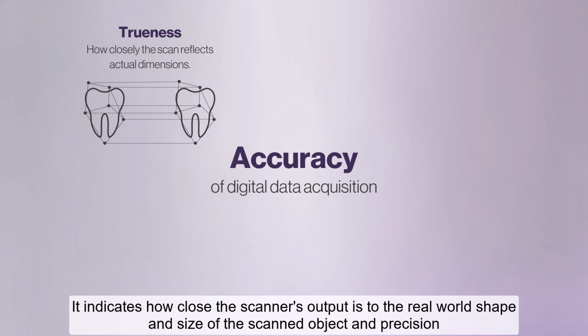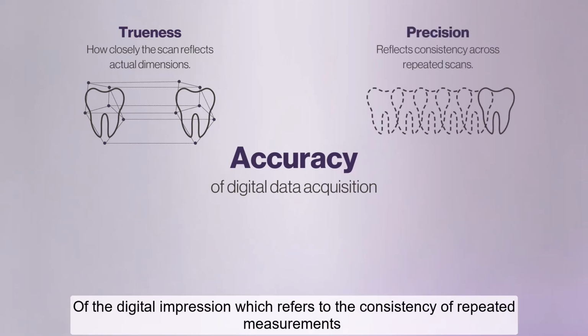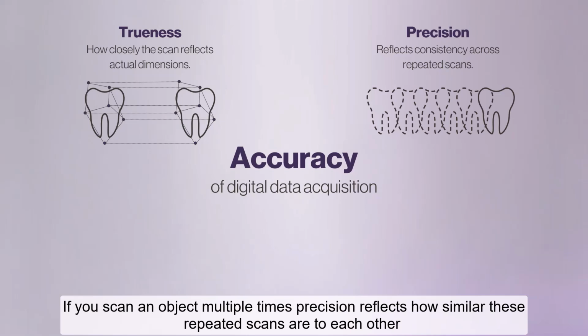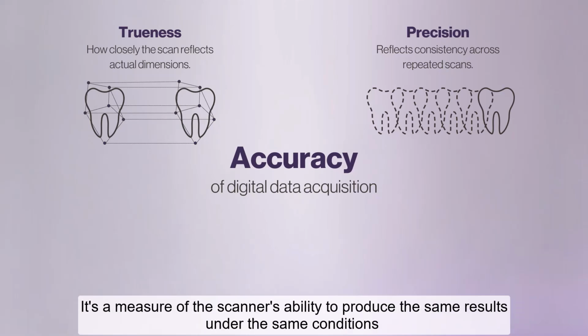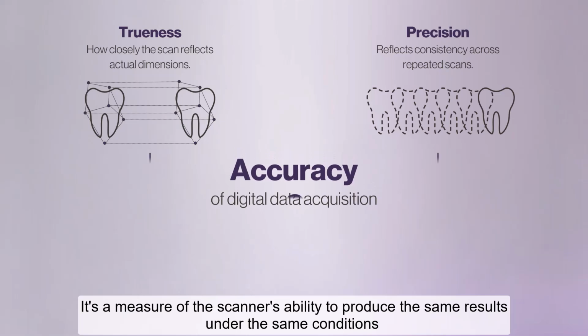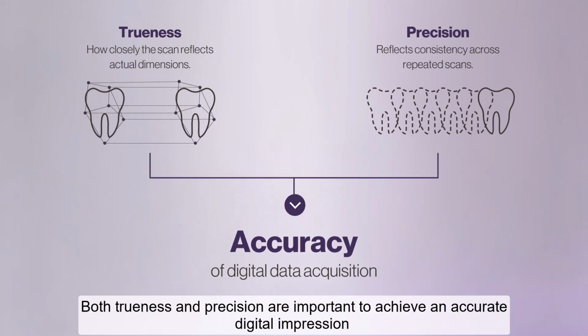It indicates how close the scanner's output is to the real-world shape and size of the scanned object, and precision of the digital impression, which refers to the consistency of repeated measurements. If you scan an object multiple times, precision reflects how similar these repeated scans are to each other. It's a measure of the scanner's ability to produce the same results under the same conditions. Both trueness and precision are important to achieve an accurate digital impression.